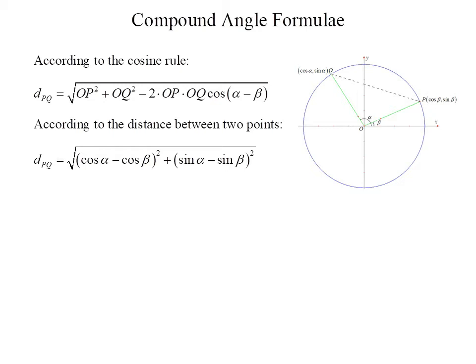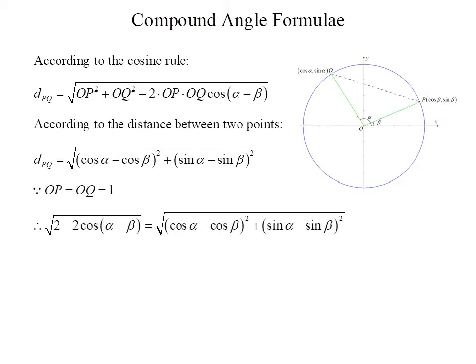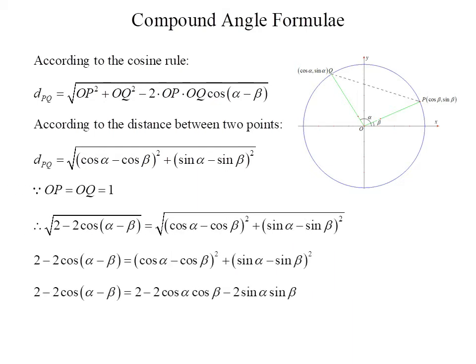However, the distance between the 2 points can also be expressed using Pythagorean formula. Since the radius equals 1, the two expressions are equated and both sides of the equation can be squared and simplified. Hence, we find that cosine alpha minus beta equals cosine alpha cosine beta plus sine alpha sine beta.